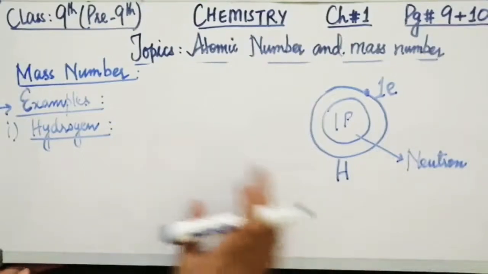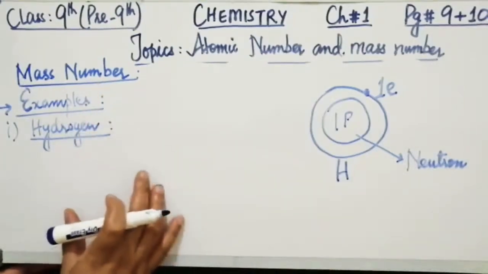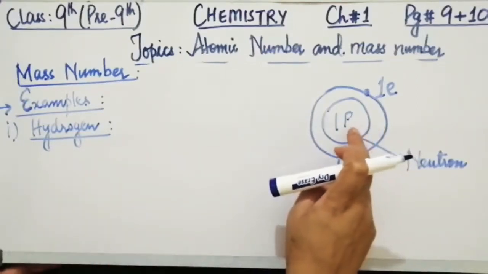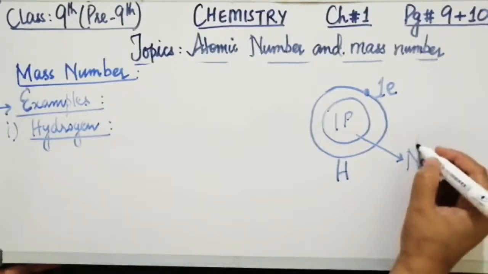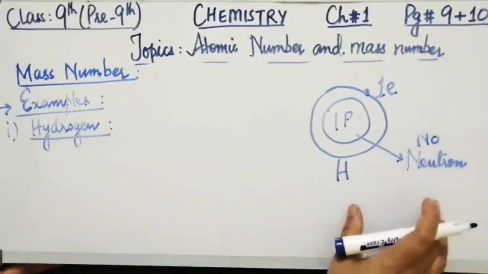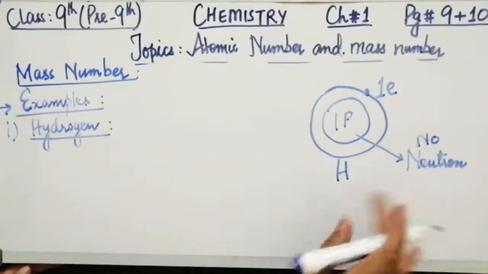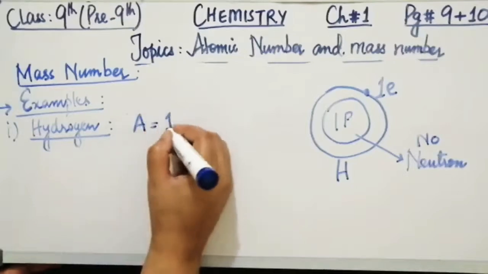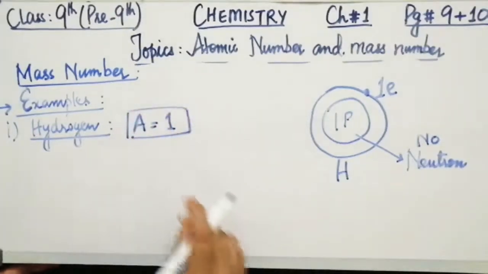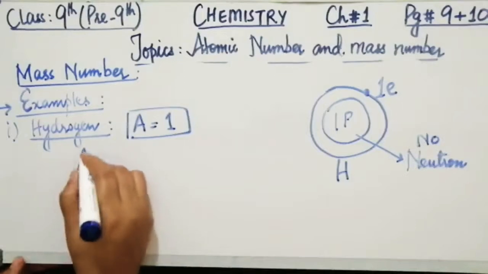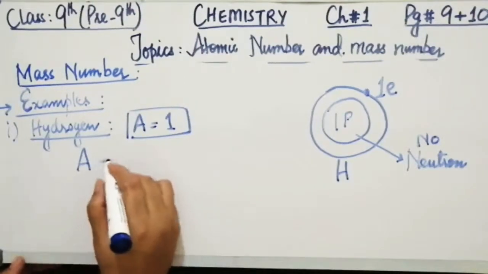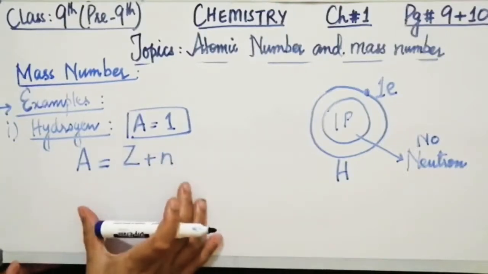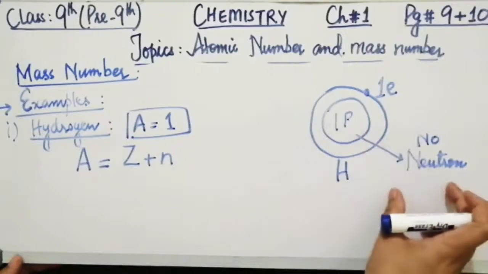So, for finding the mass number of hydrogen, the hydrogen atom has one proton and no neutron. That is why we can say that its mass number A is equal to only 1, because the mass number can be calculated by the formula I told you earlier, A equals Z plus N. You only have to put in the values of the number of protons and the number of neutrons.